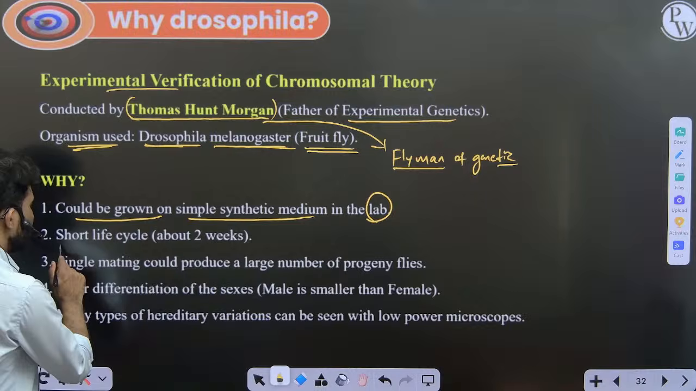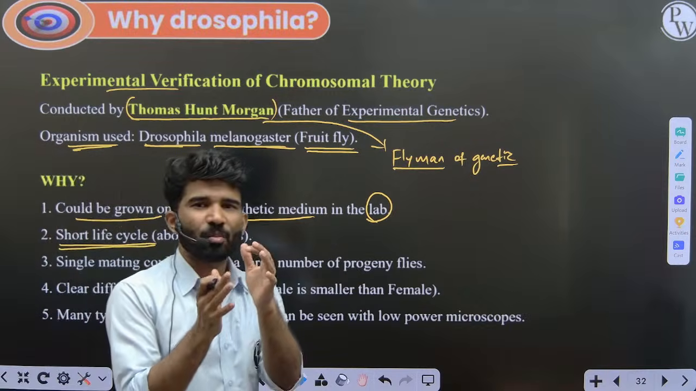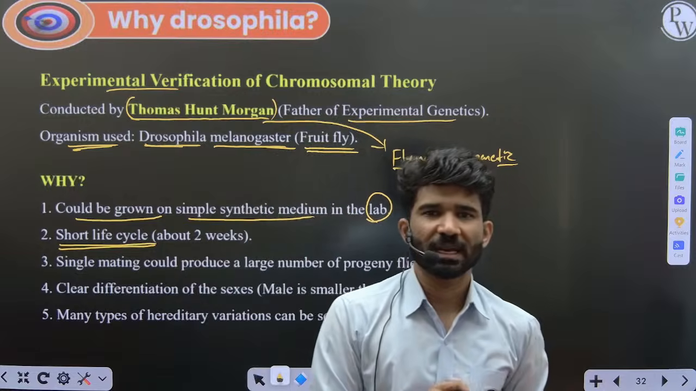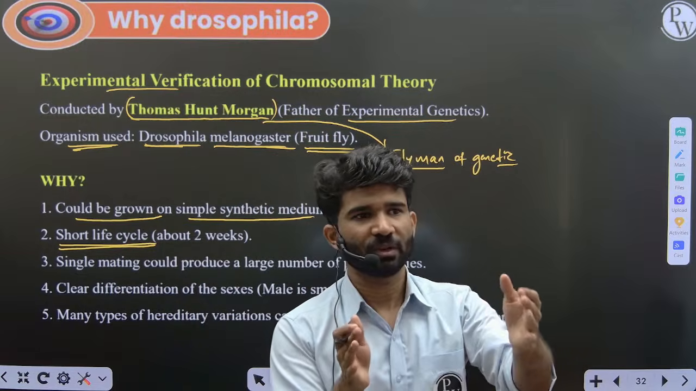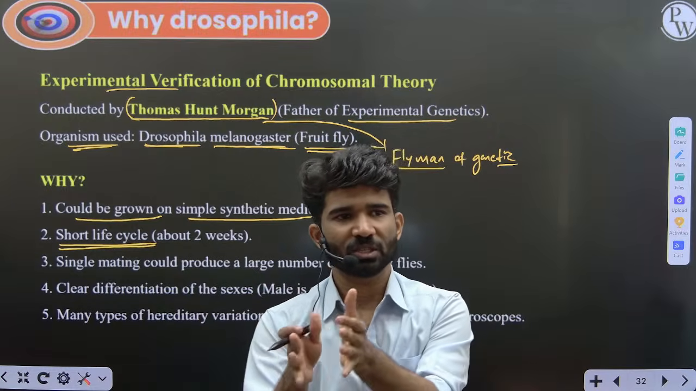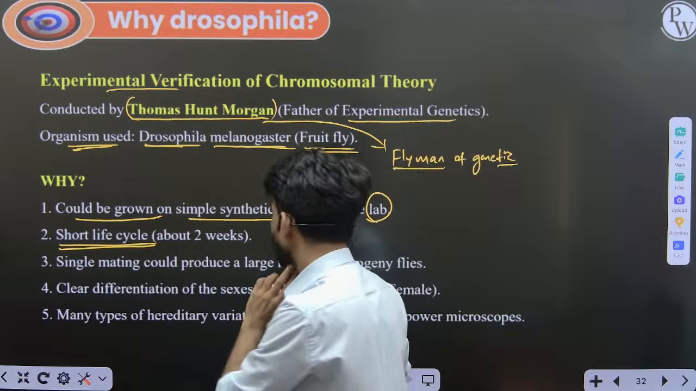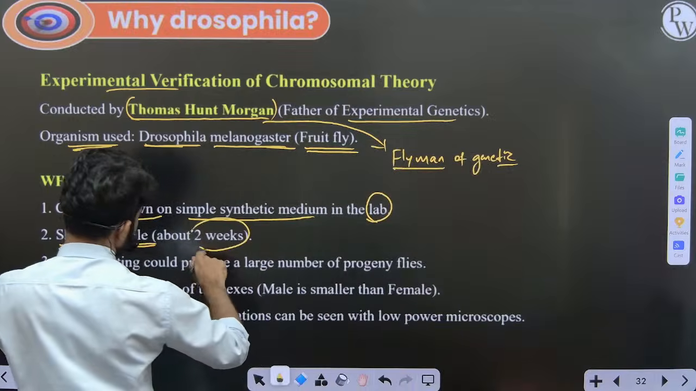Again, why? Because Drosophila has a very short life cycle. About 2 weeks it will complete its life cycle, from day 1 to day 14. So all the juvenile stages, the reproductive stage, and all those stages are completed in just 2 weeks.